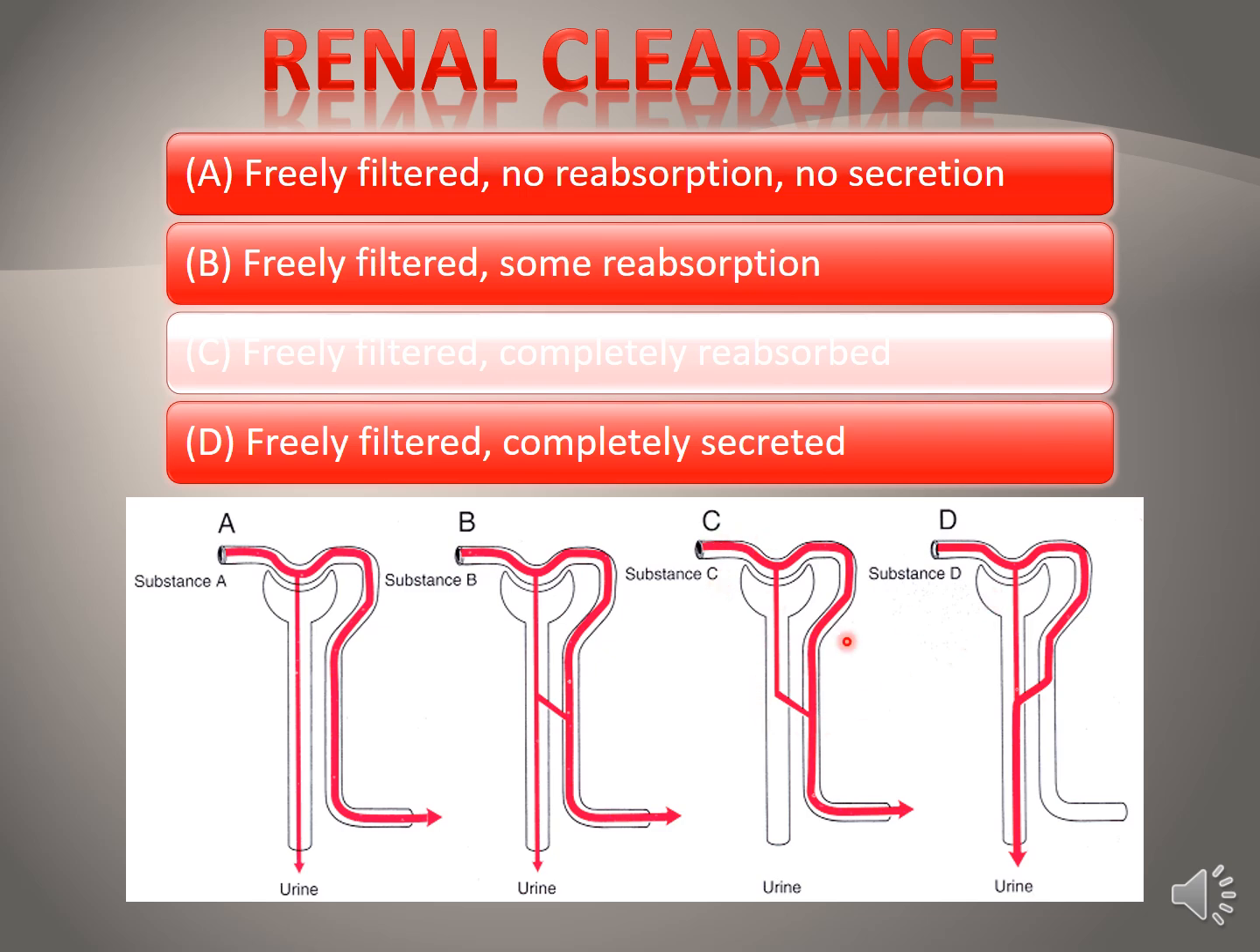Okay. The concept of clearance is that certain things can be filtered and then untouched, filtered and reabsorbed, filtered and completely reabsorbed, filtered and secreted, everything in between. And examples were inulin is filtered and untouched, glucose is filtered and completely reabsorbed, urea is filtered and partially reabsorbed, and then stuff that's filtered and completely secreted, kind of depends. Could be hydrogen ion, could be bicarbonate, it's kind of all over the place.